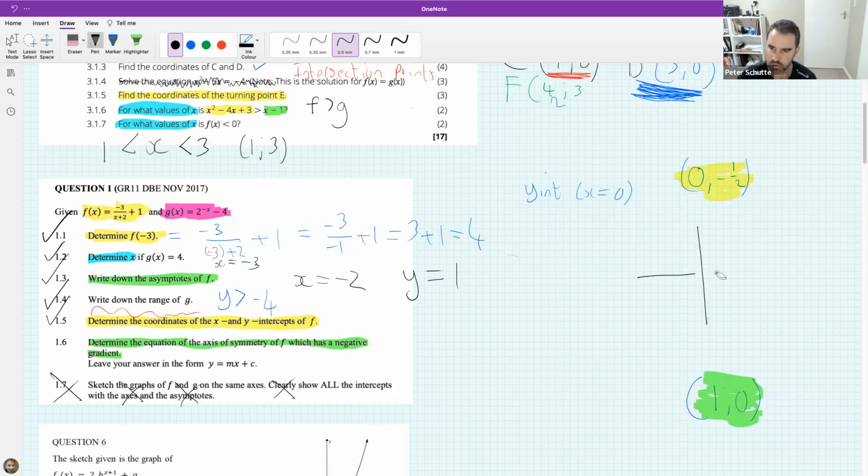So you can imagine that you have these asymptotes, and these asymptotes are going to play a role. What's the special point that my axis of symmetry has to go through?